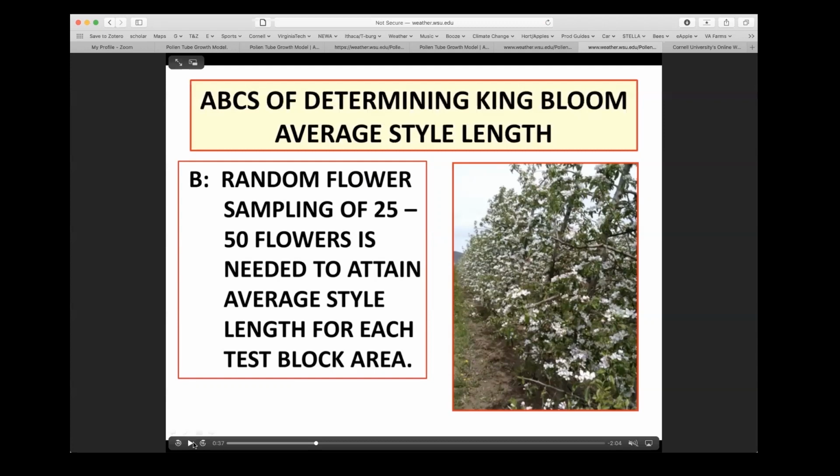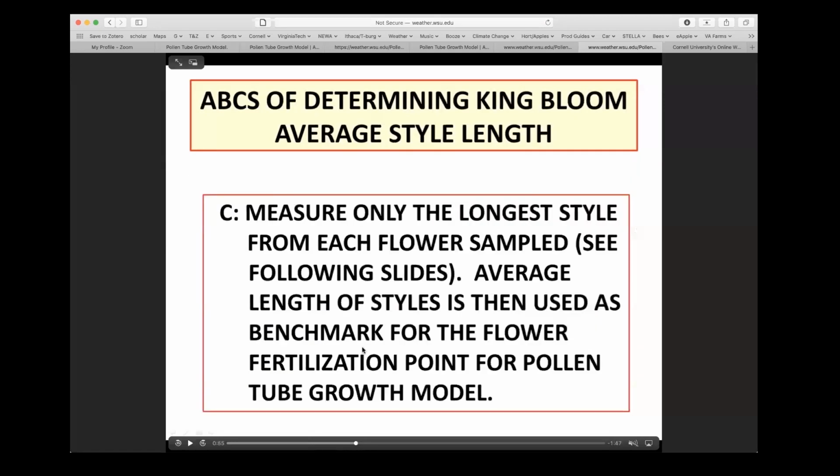We find that somewhere between 25 and 50 flowers is what's needed to get a robust mean of the style length for each block. As we showed you in the previous picture, there are a number of different styles within each individual flower, and what you want is the longest style from each flower. Then you add those up, somewhere between 25 and 50. I'd recommend doing 50 if you haven't done this before. After you have a little bit of experience, you can go down to 25. And when Dan talks about the new application of the pollen tube model, he'll explain some of the cool features that we have for entering this data right into the website.